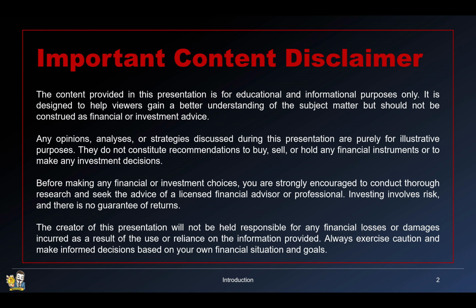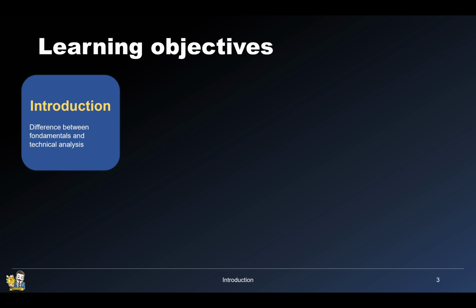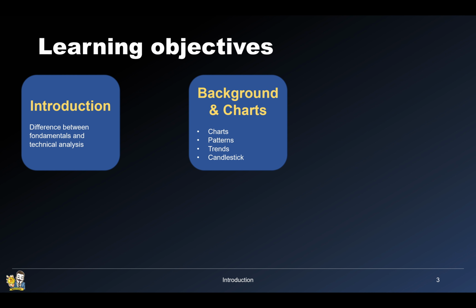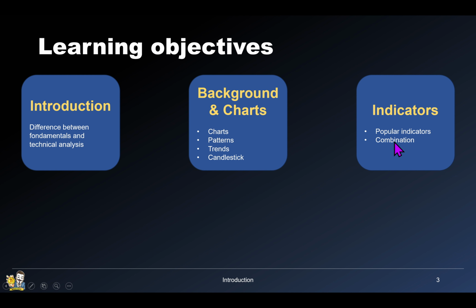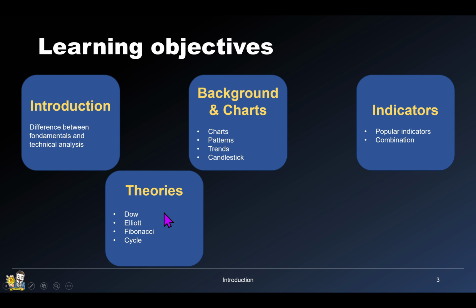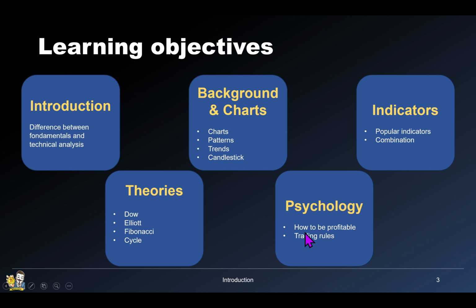The learning objectives of these courses are, first of all, to introduce trading and technical analysis. You will understand the difference between fundamentals and technical analysis. Then we're going to see background and charts, all the different charts, patterns, all the different trends with support and resistance, and of course, how to interpret candlestick charts. This will be followed by indicators, the popular ones, and we're going to learn how to create our own indicator by combining two or more indicators. Then, some theories with Dow, Elliott, Fibonacci, and cycles. Finally, we will see psychology and understand how to be a profitable trader.